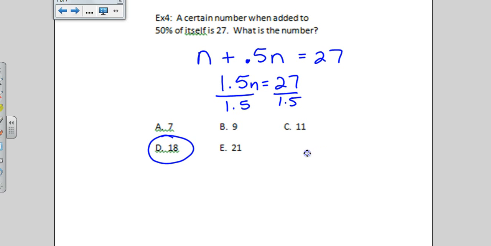Alright, that concludes the lesson on multiplying binomials and converting story problems.